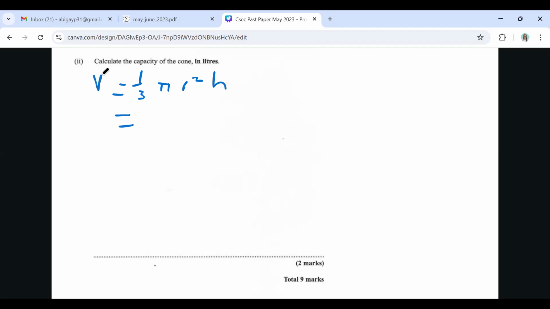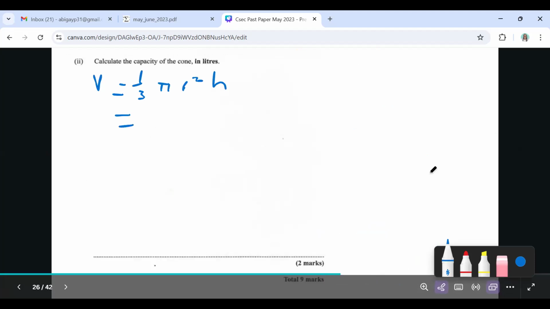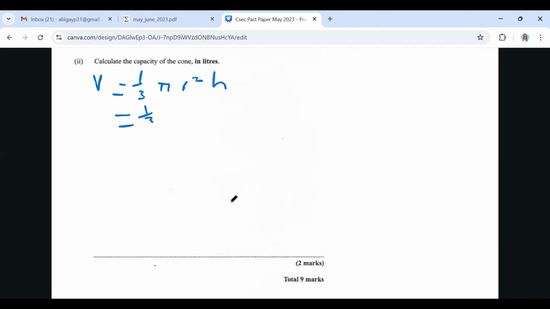All right, so we are given the radius. We found the radius, which is 5.6, and the height is 10. So 1/3 times 22/7 times 5.6 squared times the height, which is 10. Okay, so we can use our calculators.